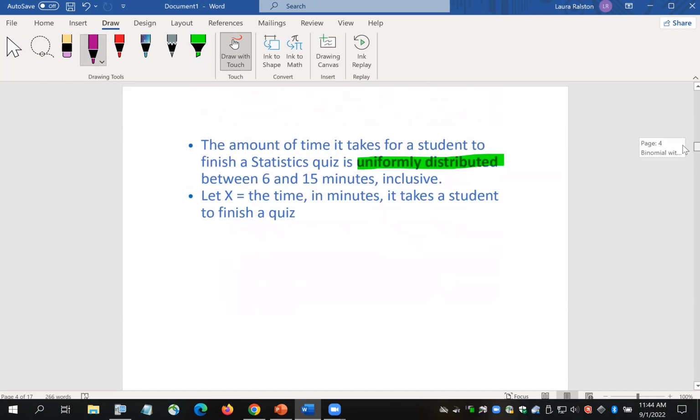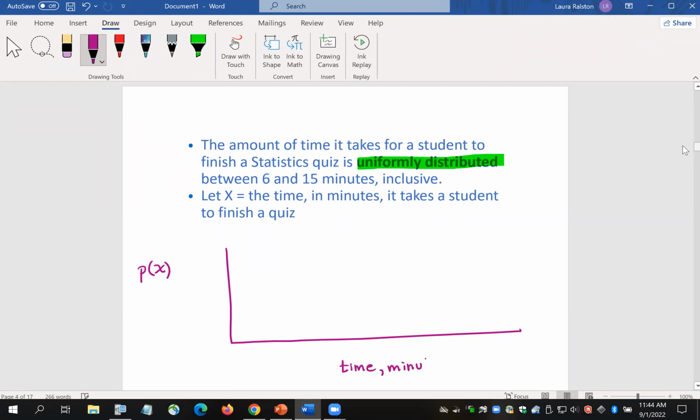Visually, if I wanted to draw a picture of this, I have my vertical scale and my horizontal scale. The vertical scale is going to represent the probability. The horizontal scale is going to represent my time, which is in minutes. It starts at 6, then 7, 8, 9, 10, and it ends at 15, inclusive.